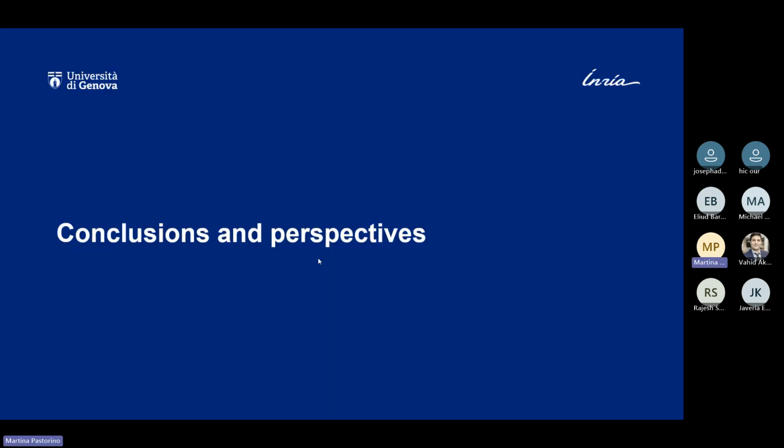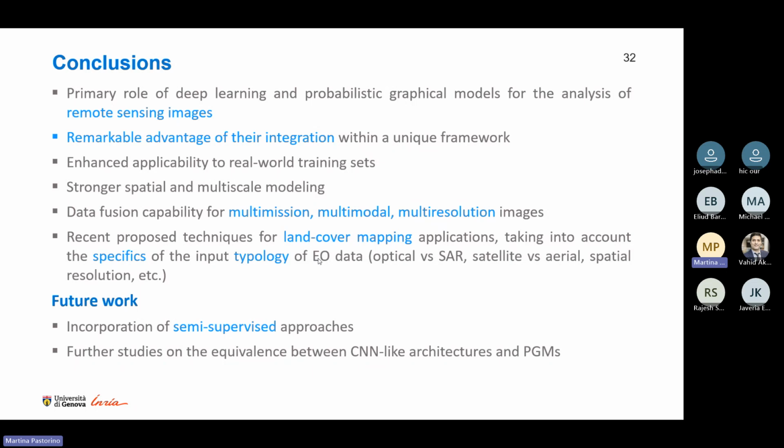So in order to conclude, I tried with this presentation to show you the primary role of deep learning and probabilistic graphical models for remote sensing image analysis and how we can have some advantages through their integration within a unique framework, especially because they are applicable to real-world training sets, which is particularly important for remote sensing applications. We have data fusion capability for multimission, multimodal, and multi-resolution images, and we apply these recently proposed techniques for land cover mapping applications, taking into account the specifics of the input typology of our Earth observation data.